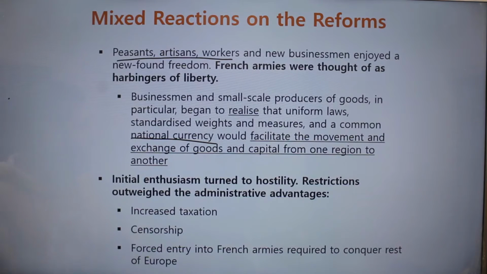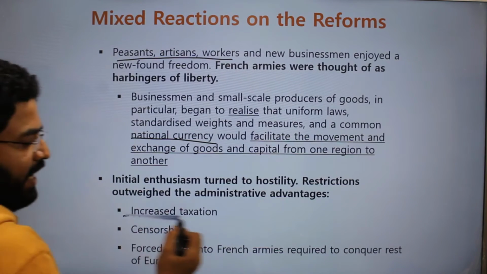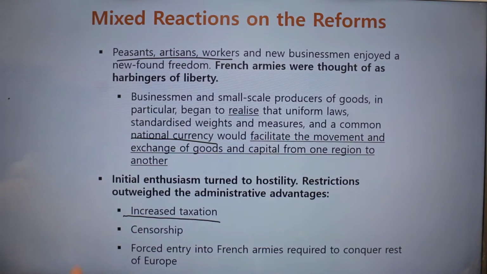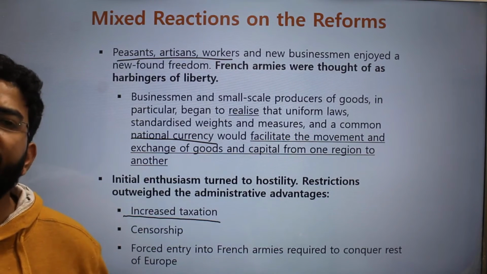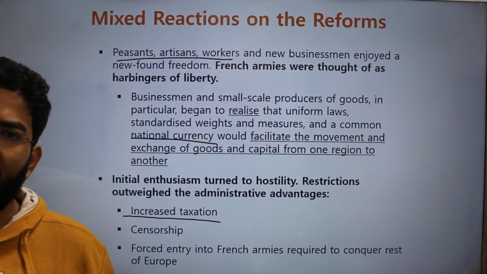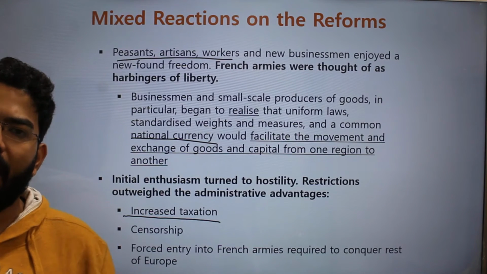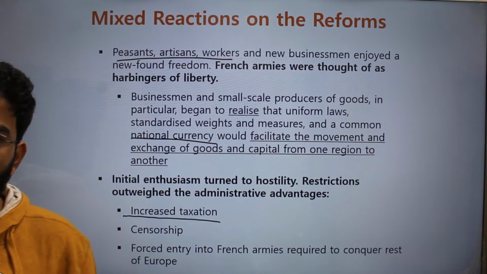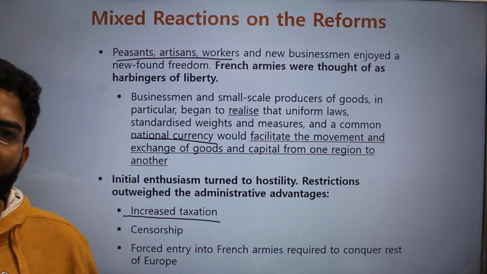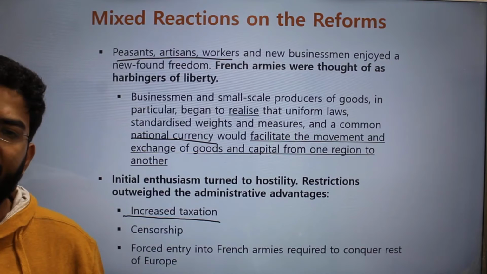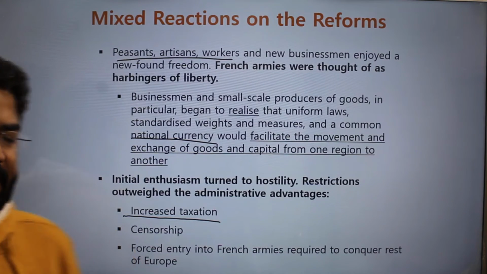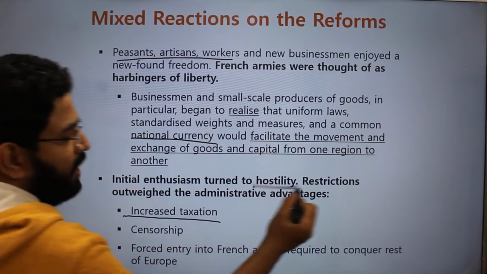But the problem arose because there was increased taxation. Increased taxation because the armies that were conquering Europe had to be fed, they had to be renewed, they had to be given the latest machinery to fight the wars. So Napoleon was fighting wars all over Europe and he needed money to fight those wars. Hence, there was increased taxation and that led to some hostility.